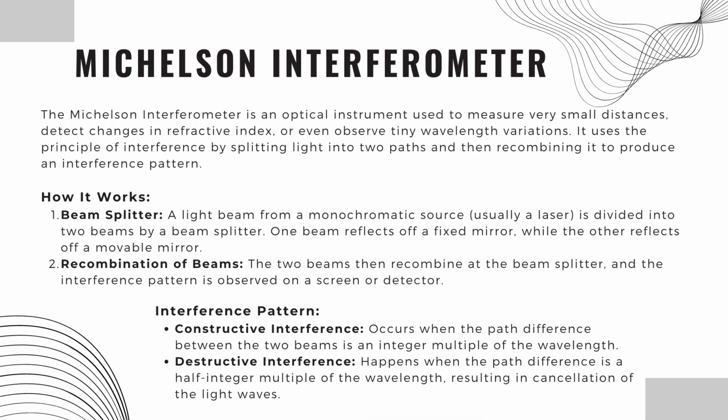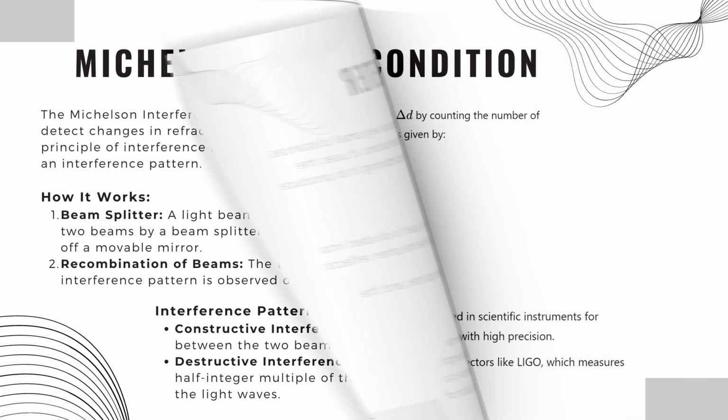The Michelson interferometer is an optical instrument used to measure very small distances, detect changes in refractive index, or even observe tiny wavelength variations. It uses the principle of interference by splitting light into two paths and then recombining it to produce an interference pattern. It works with a beam splitter and recombination of beams.